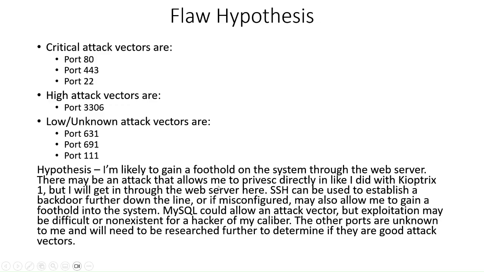So my flaw hypothesis at this point is I'm thinking ports 80, 443, and 22 are going to be my critical attack vectors. This is where I'm more than likely going to gain a foothold into the system. And then I have high attack vectors, which would be 3306, which I believe is MySQL. That's going to be a 50-50 shot as to whether that's going to work or not. I would have to do some research and find a viable exploit, but I would call that a high attack vector, though it's not guaranteeing that I'm going to be able to get a foothold into the system. And then I have my lower, unknown attack vectors, and that's 631, 691, and 111.